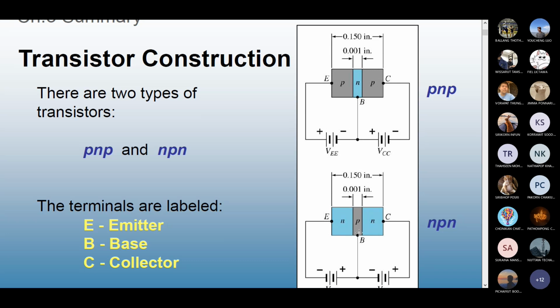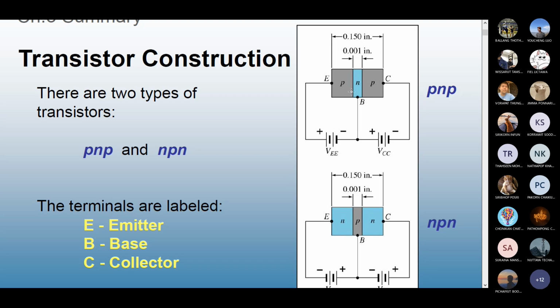In the BJT, three terminals are the different input and output. They are labeled emitter, for short E, base terminal, for short B, and C is for collector. Most of our course is focused on this NPN type. All the examples, problems, exercises focus on the NPN type.